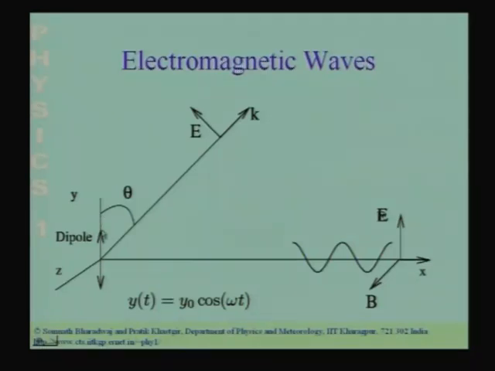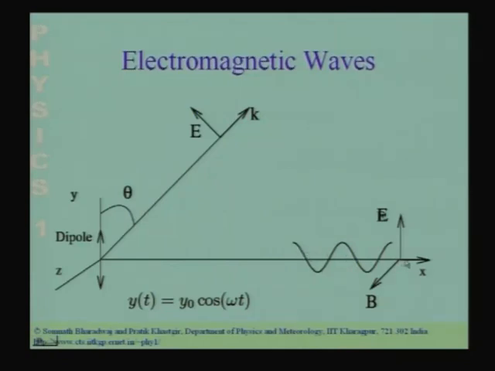The oscillation of the charge we represented as y(t) = y naught cos omega t, where y is the displacement of the charge along the y axis. So, the charges move up and down with an angular frequency omega. For this situation we calculated the electric field at a large distance away from the dipole.